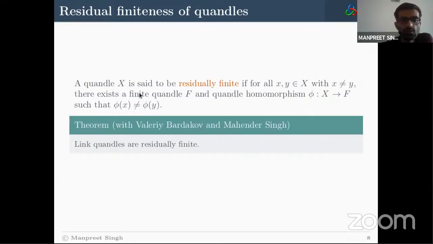Now, analogous to groups, one can define relatively finite quandles. A quandle X is said to be relatively finite if for any two distinct elements in X, there exists a finite quandle and a homomorphism such that the images of the two elements are distinct under this homomorphism. In joint work with Professor Valeriy Bardakov and Professor Mahender Singh, we proved that all link quandles are relatively finite. I will briefly sketch the proof of this theorem in the next few slides.